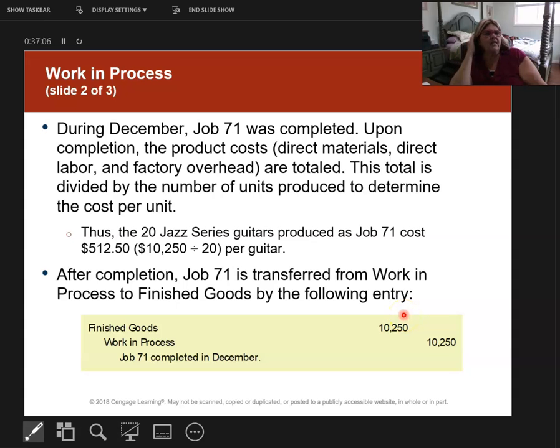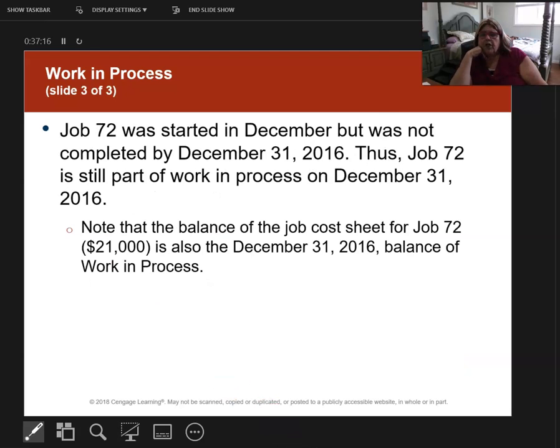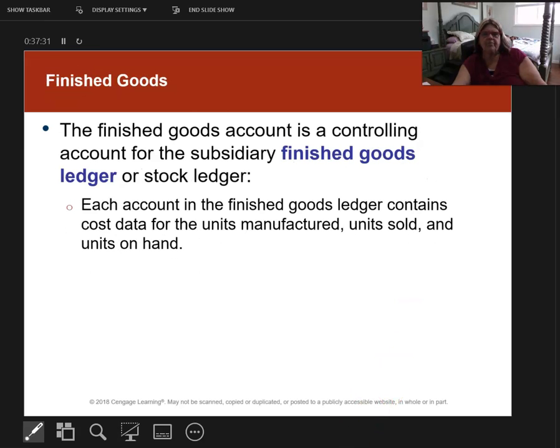Okay, now I would sell it straight off the shelf. And when I sell it, the $512.50 is going to be my cost of goods sold per each one. Now, the other job is still sitting in WIP because it's not quite done as of the end of December 31. Okay, so this explains work in process. Let's flip over to finished goods inventory.